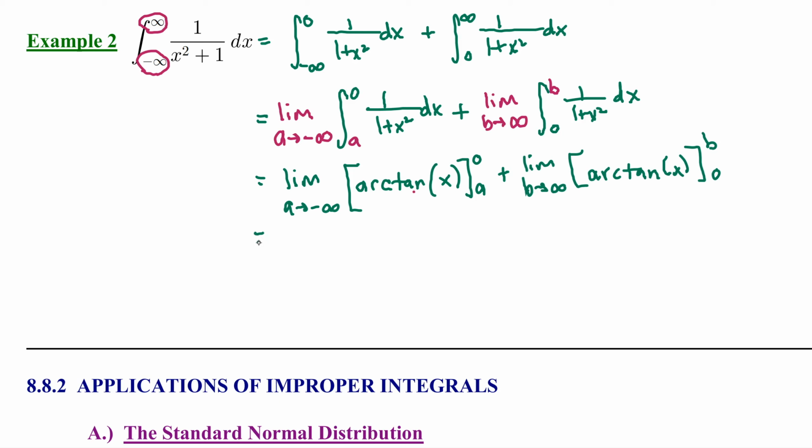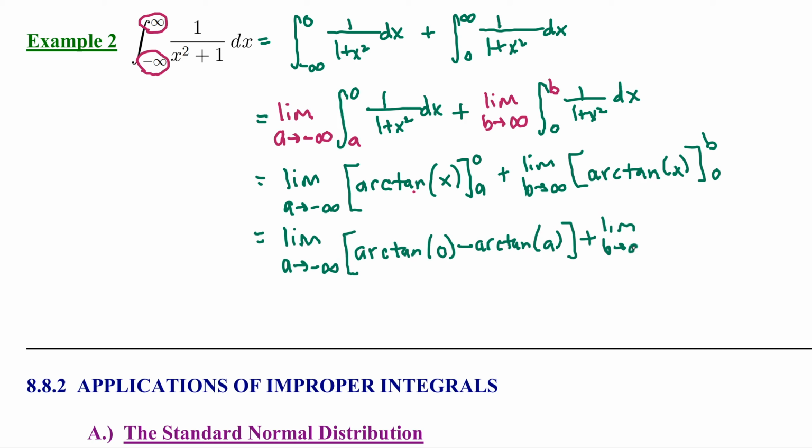So let's plug in our upper and lower limits. We have the limit as a approaches negative infinity of arctangent of the upper limit 0 minus arctangent of the lower limit a. We'll do the same thing for this second term. The limit as b approaches infinity of arctangent of the upper limit b minus arctangent of the lower limit 0.